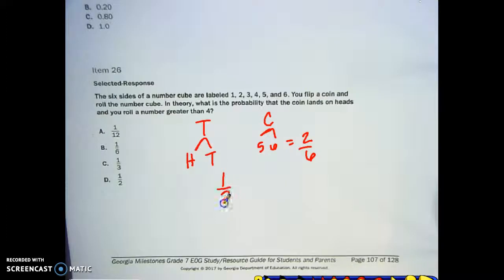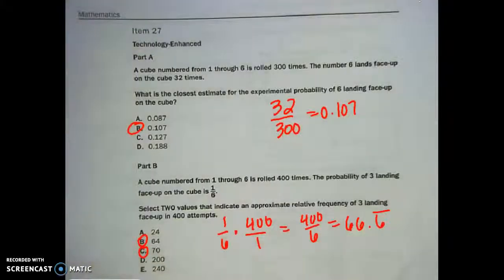So 1 out of 2 times 2 out of 6. Probability of landing on heads times the probability of landing on a number greater than 4 would be 2 out of 12, which is 1/6. That is B. For 27, part A will be B, and part B will be B and C.